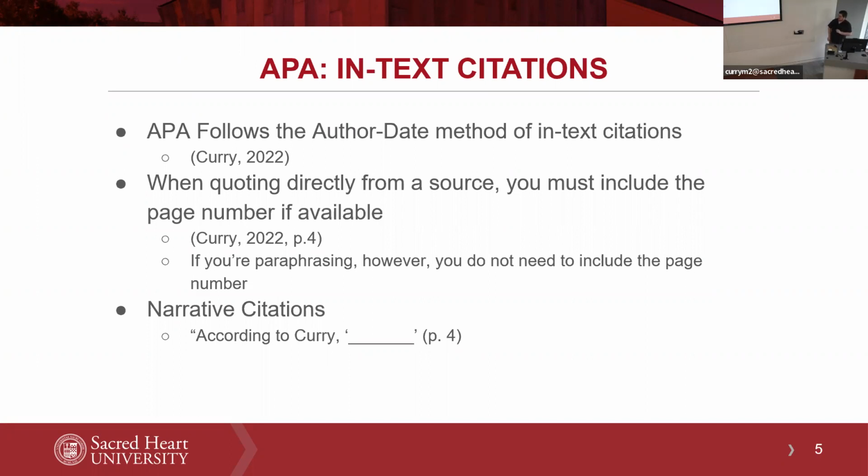APA also has something which is called narrative citations. So basically that will look like, let's say at the beginning of your sentence, you say, according to the author. So again, like with this example, according to Curry, blah, blah, blah. Now for the citation itself, you only need to include the page number because you already said the name of the author.